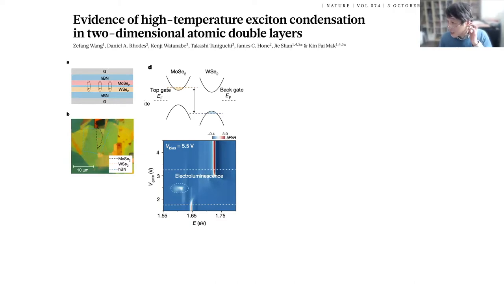For electron-hole injection through this type of tunneling device, if you just put the bias up, then eventually tunneling can happen, right? And what they see is that when the tunneling happens, light comes out from this device. Unfortunately, the layer they use is a little bit thicker, like 3 or 4 layers of boron nitride. So it's not the interlayer exciton light, but it's coming from intralayer light.